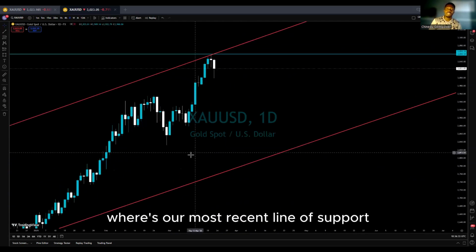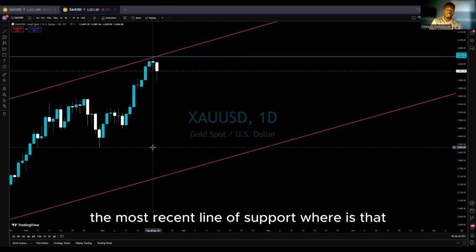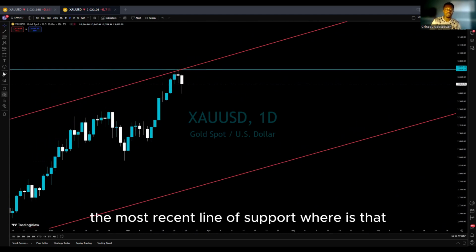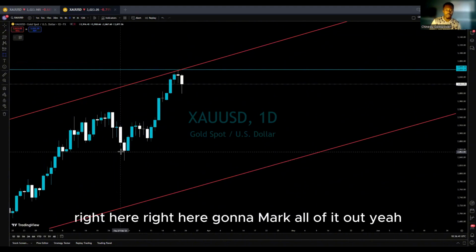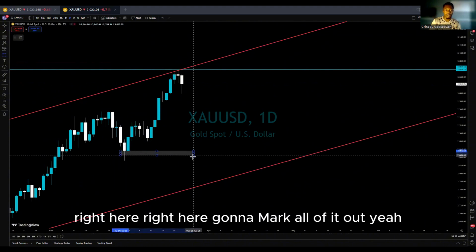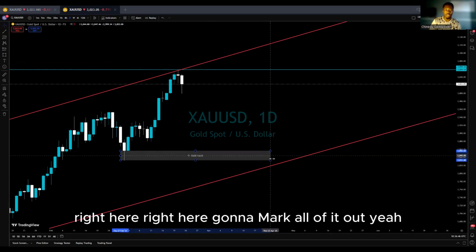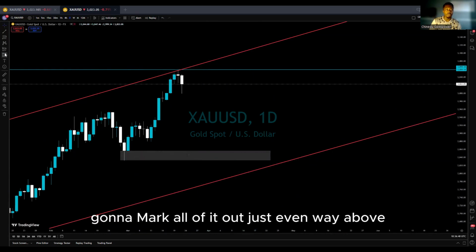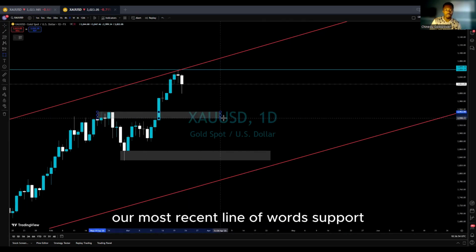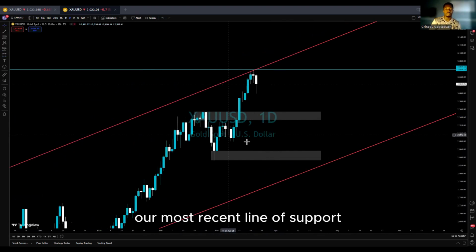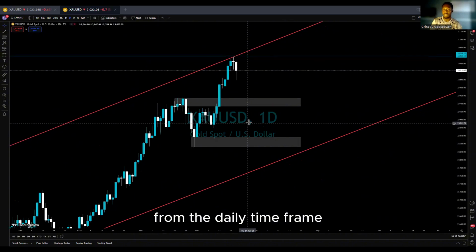Where's our most recent line of support? It's right here, guys. I'm going to mark all of it out, even way above, right above this zone. Our most recent line of what? Support. Our most recent line of support from the daily time frame.